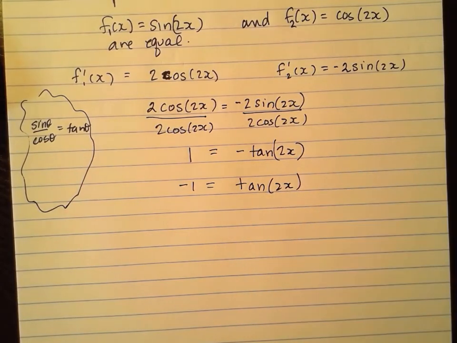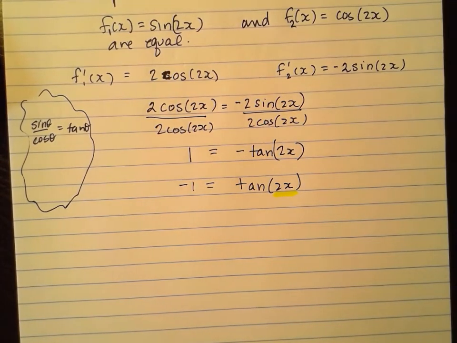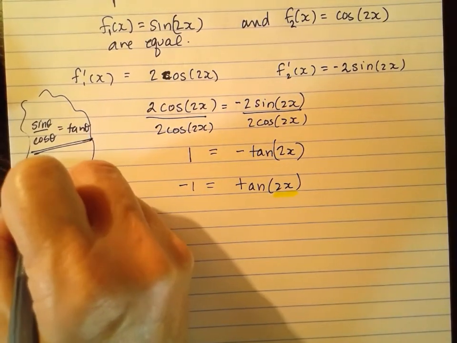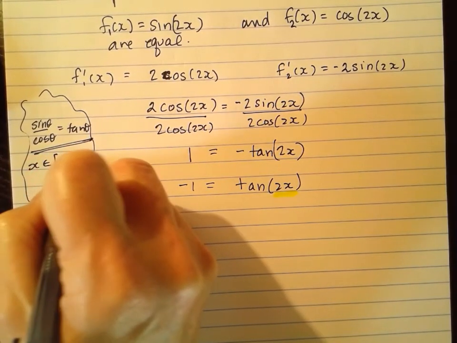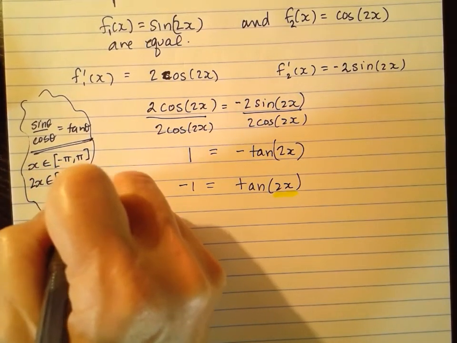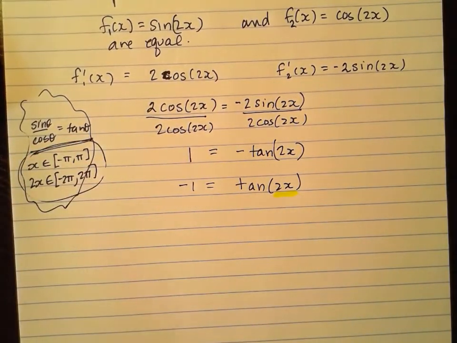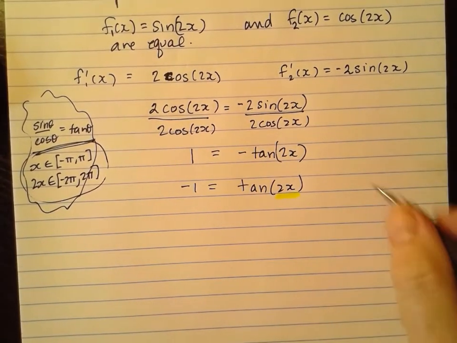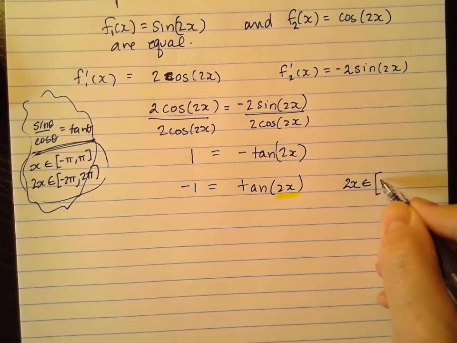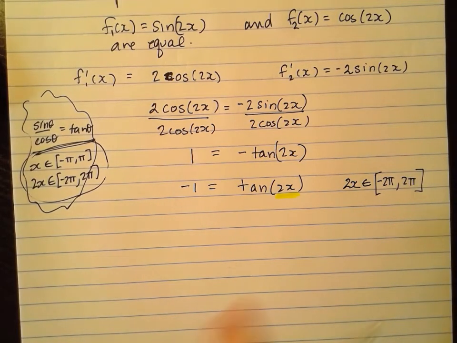Now, when I have the situation where I have something other than just plain old x in there, I have to change my domain. So the second little fact here is that if my domain for x was from -pi to pi, then my domain for 2x has to be double that. That's something that people forget all the time, so we got to remember that. So when I'm solving this, I'm going to make sure that I find all the places where 2x can be -2 pi to 2 pi. So I expand my domain because I've expanded that angle.